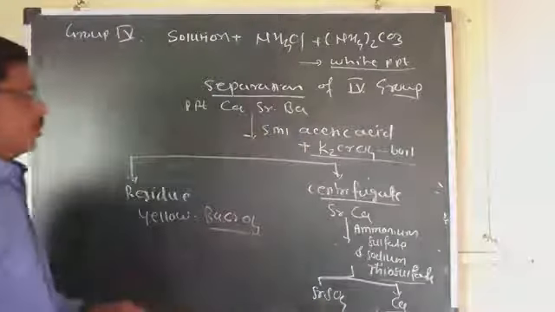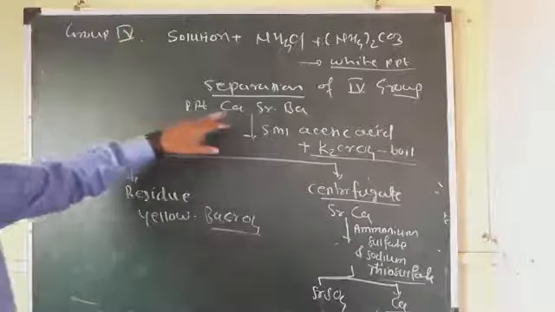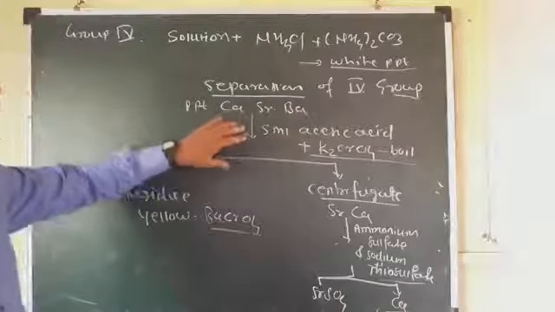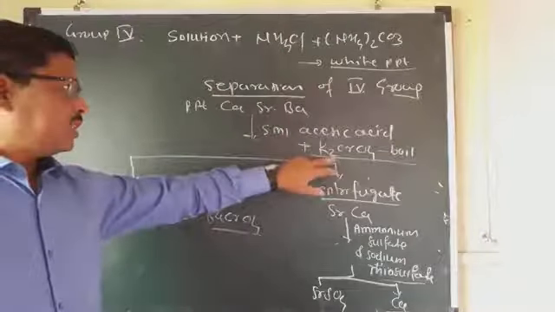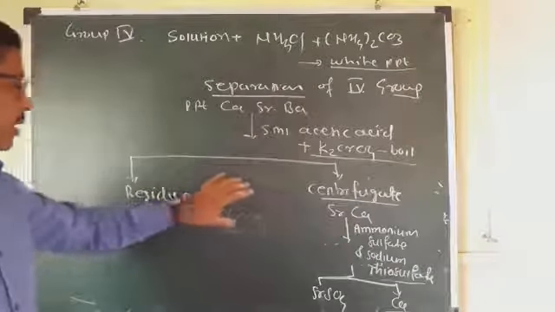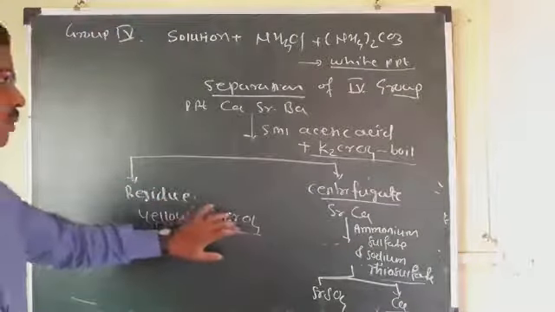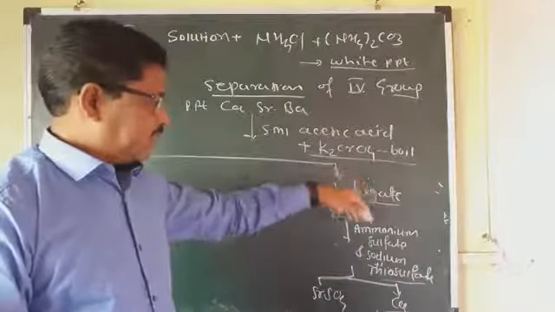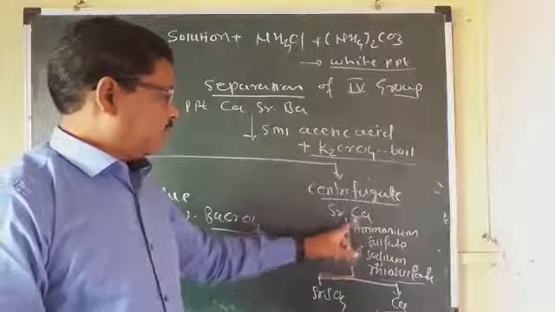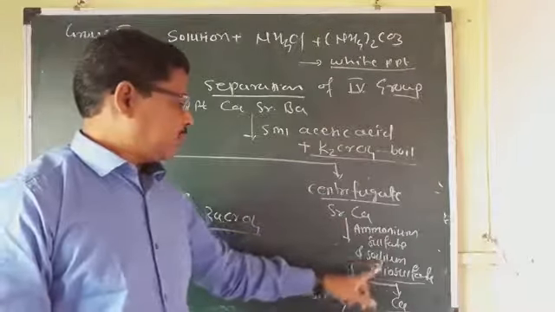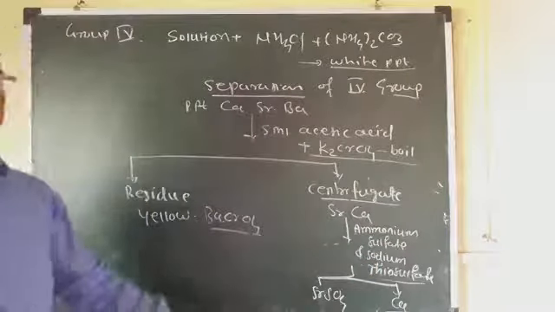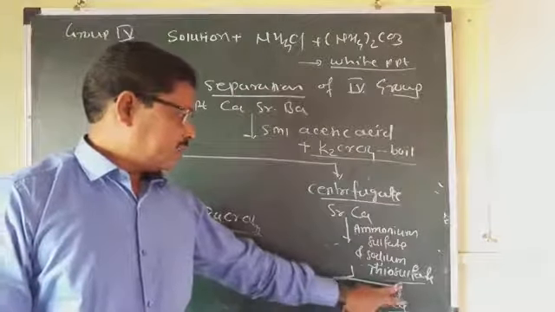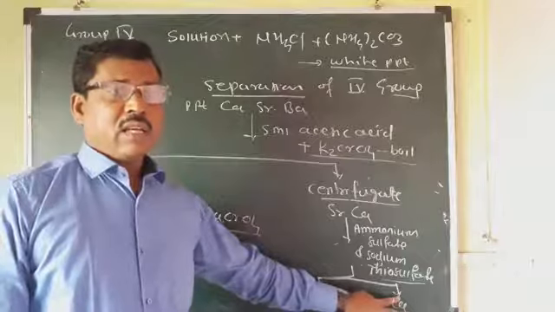In fourth group elements, the precipitates of calcium carbonate, strontium carbonate, and barium carbonate are treated with acetic acid and potassium chromate. Boil this solution, you will get the yellow residue of barium as barium chromate, and the centrifugate may contain strontium and calcium. Again, this centrifugate is treated with ammonium sulfate and sodium thiosulfate. You will get the residue of strontium as strontium sulfate, and the centrifugate may contain calcium.